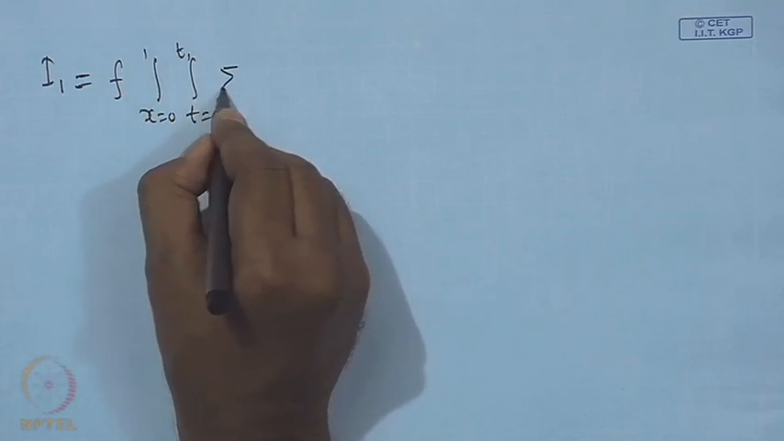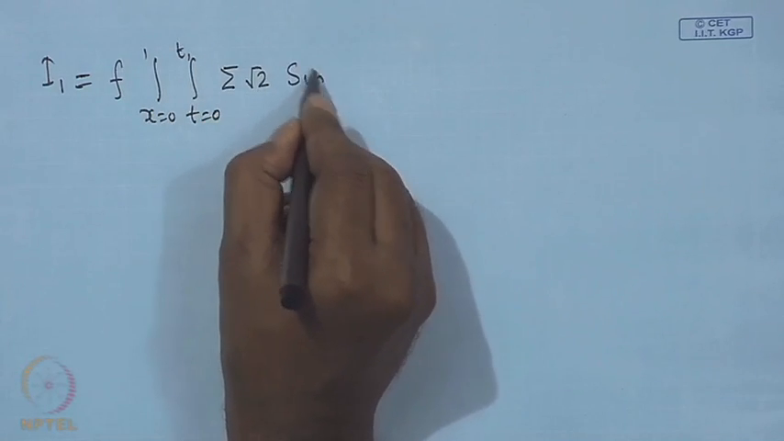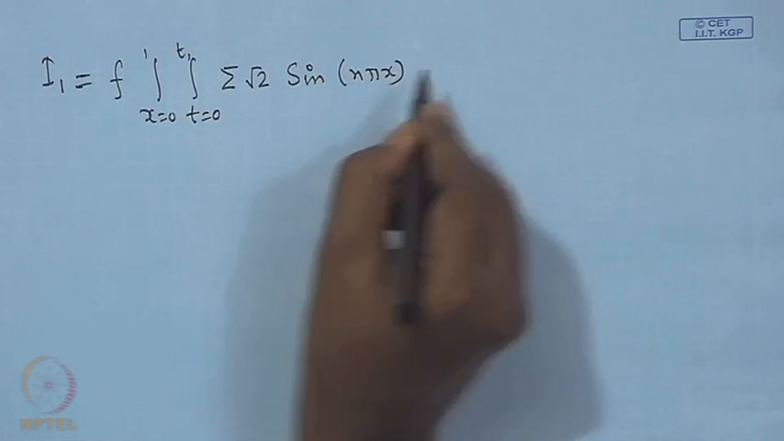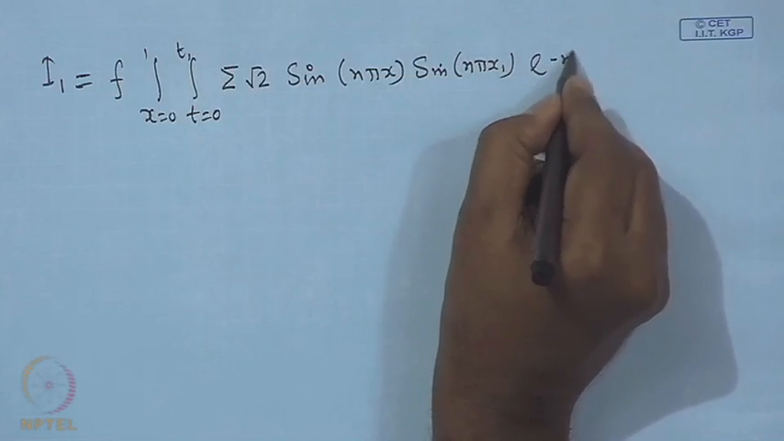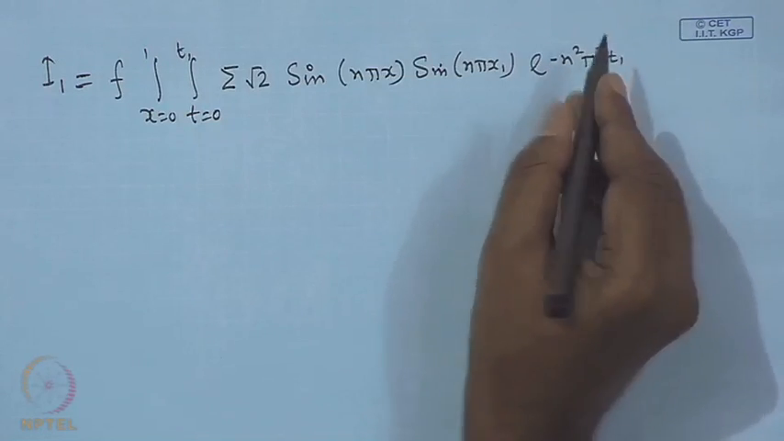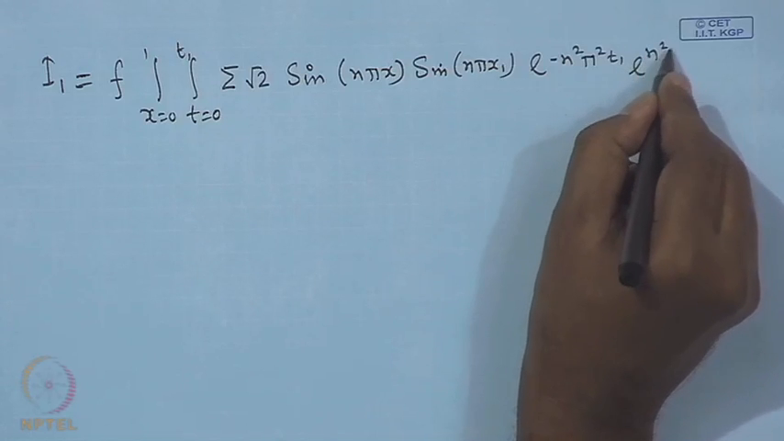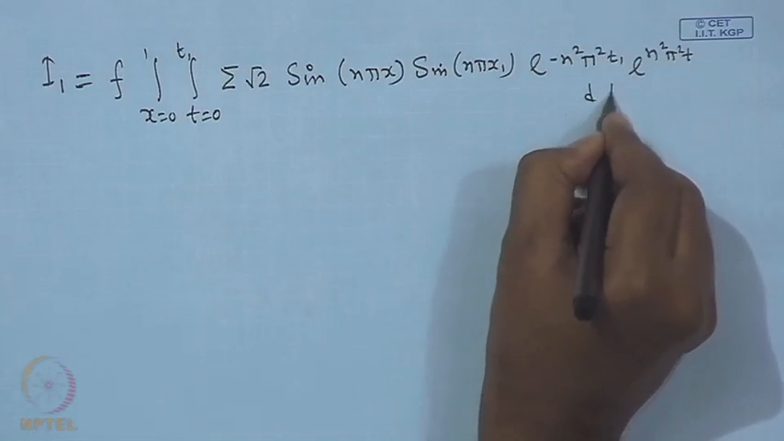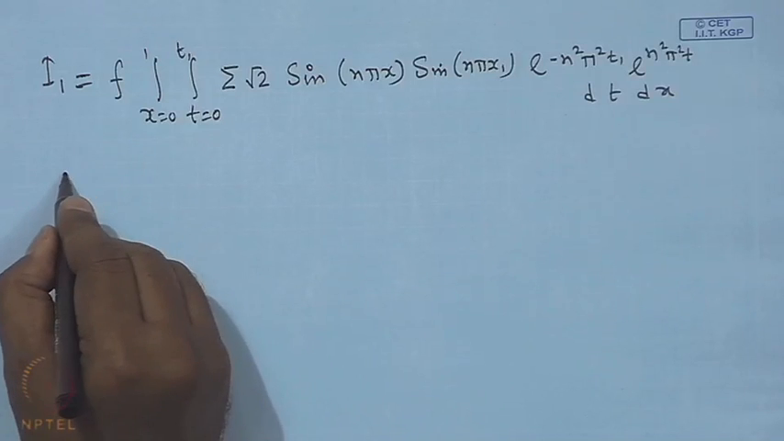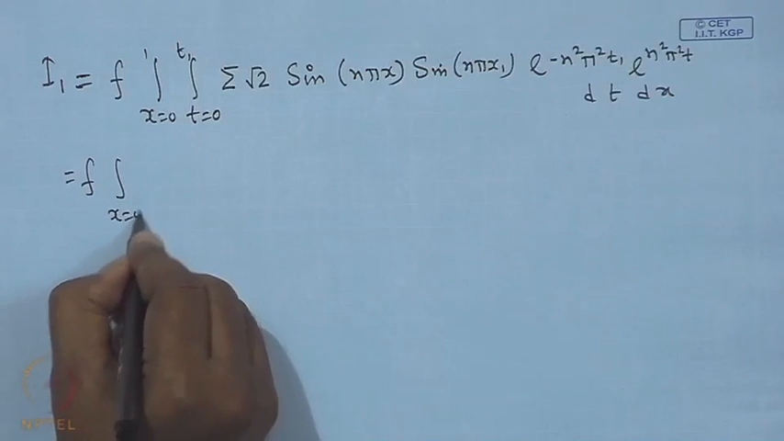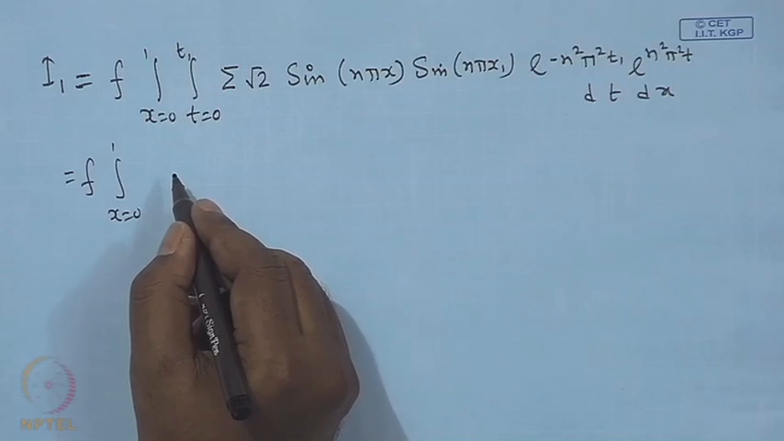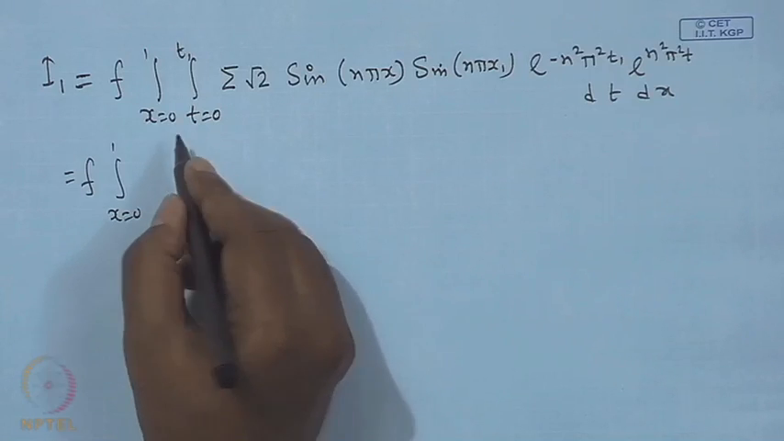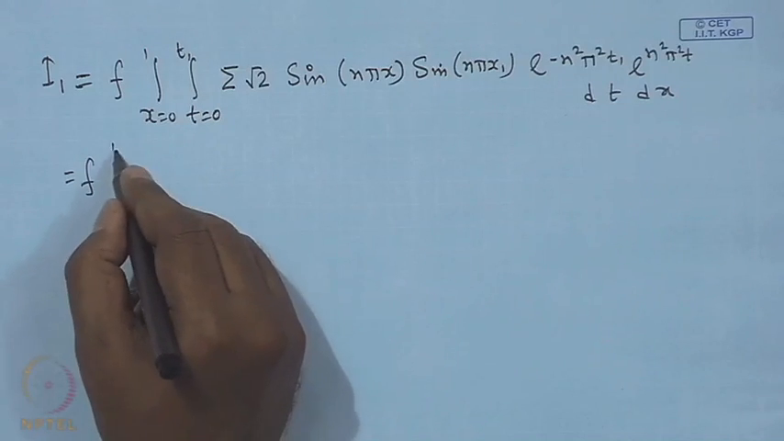So, this will be summation root over 2 sin n pi x sin n pi x1 e to the power minus n square pi square t1 e to the power n square pi square t dt dx. So, this will be nothing but f, integral x equal to 0 to 1. We do the integration with respect to t first, then with respect to x, or we can do it simultaneously.